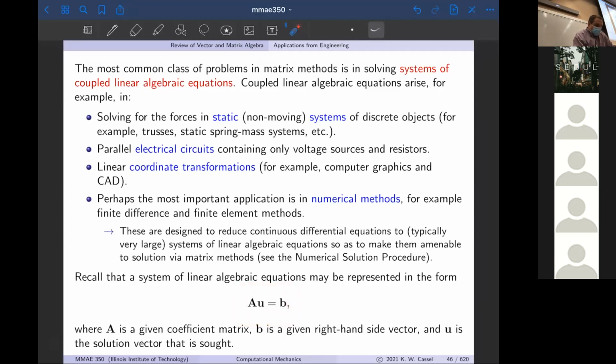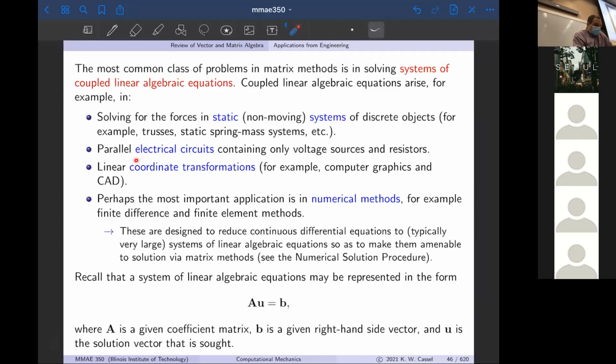So for example, we could look at the forces in a static system. Static just simply means not moving. It's static, it's not moving. A system of discrete objects. They could be masses in a spring mass system. They could be the members of a truss. It doesn't matter. It's just a static system that's not moving, not changing with time.